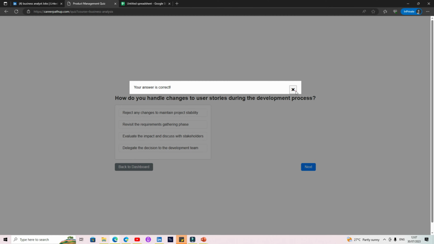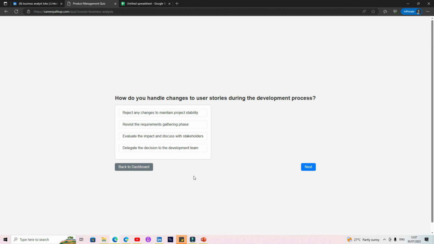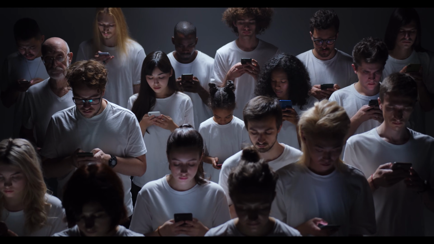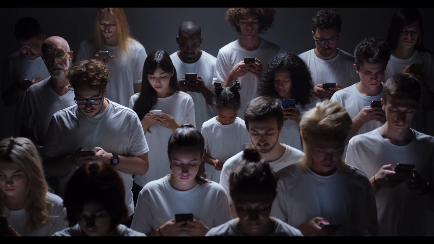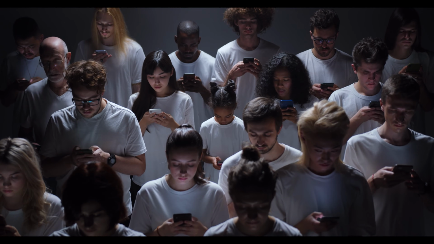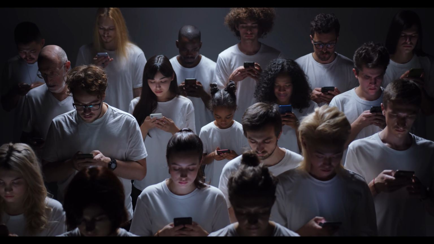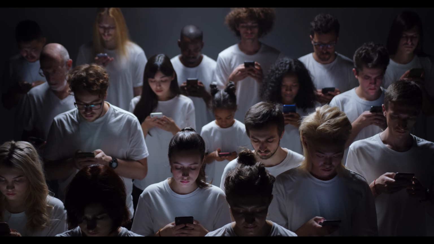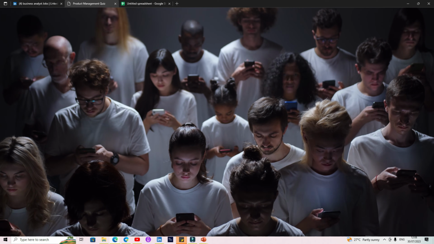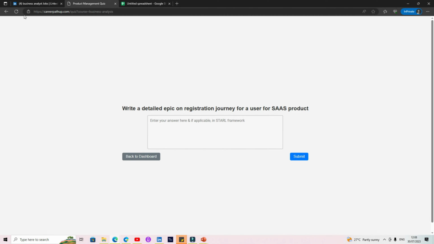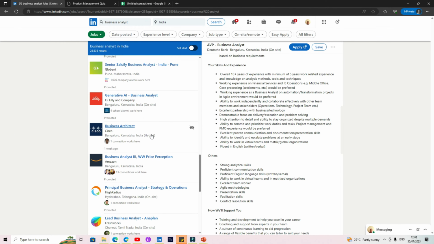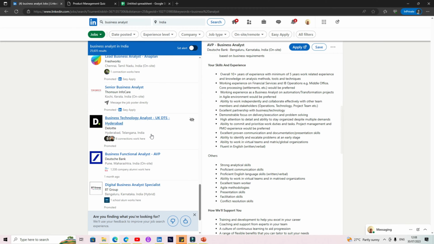So what is the purpose of user stories in agile development? Now this refers to your technical knowledge, why you are doing it, why are you even writing user stories, right? So what is the answer? To capture user requirements and behaviors. Now it's not as simple as it may sound. If somebody asks you, how do you capture the user requirements and behavior, then your response will be, I write user stories to capture it. Now, here it is talking about a detailed epic, right? So you have to write for a registration journey. And this is a very good example of a question which you must practice.